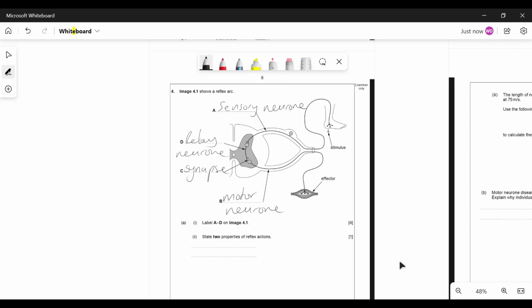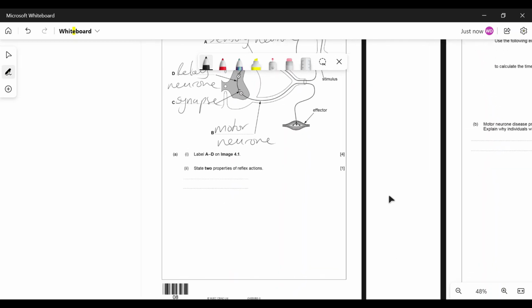Select two properties of reflex actions for 1 mark. The acronym FAP can be used, so fast, automatic, and protective are the 3 properties of a reflex action. So 2 of those gives you the mark.